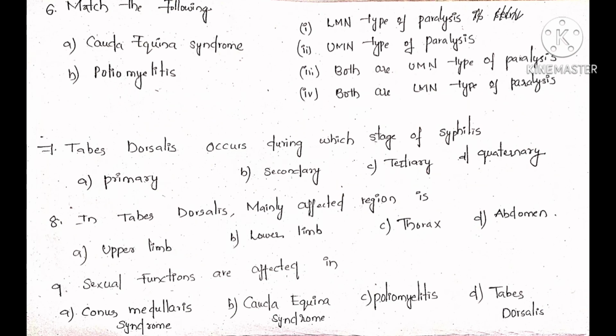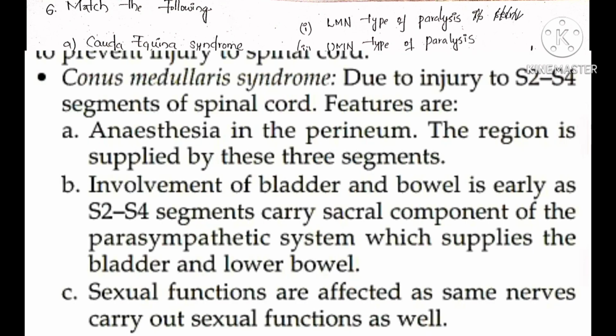Coming to the next question, select the disease of spinal cord from the following in which sexual functions are affected. Coming to the answer, option A is correct. Sexual functions are affected in Conus medullaris as same nerves carry out sexual functions as well.